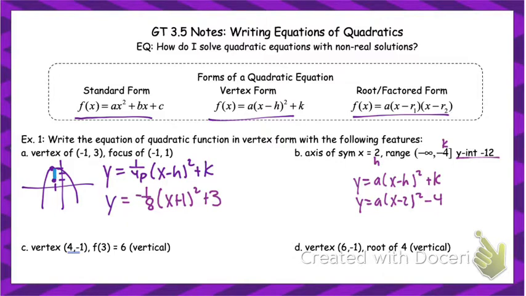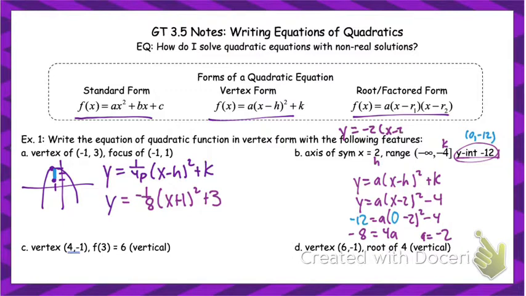So now I have to solve for a. In order to solve for a, I'm going to use the information about the y-intercept. If the y-intercept is negative 12, that means that the point 0, negative 12 is on the graph. So negative 12 gets plugged in for y, 0 gets plugged in for x, and then I'm just going to solve from here. So that means that negative 8 is equal to 4a. So a is going to equal negative 2. So this equation would be negative 2 (x minus 2) squared minus 4.